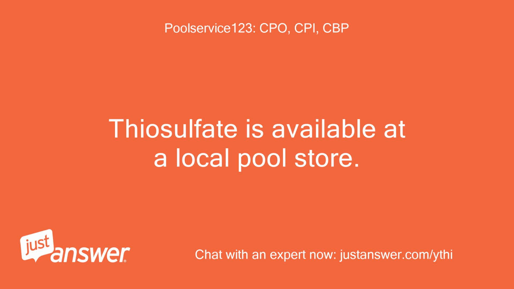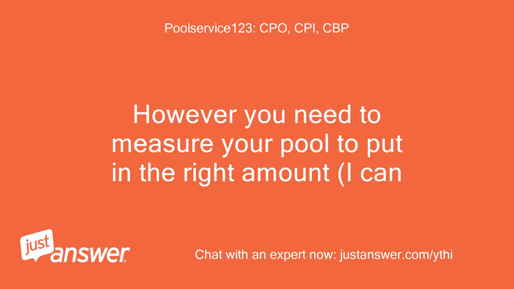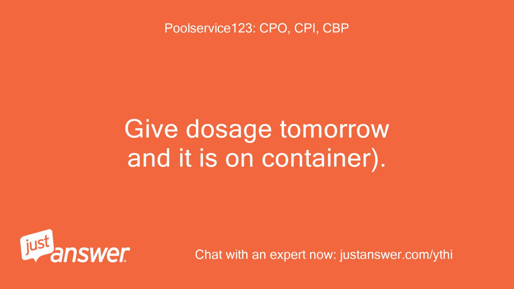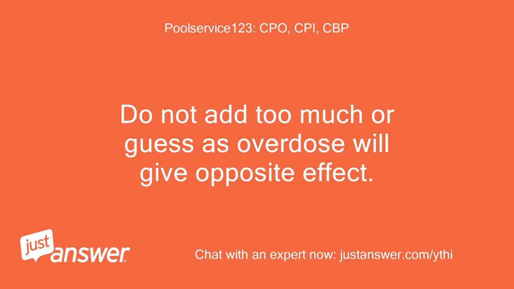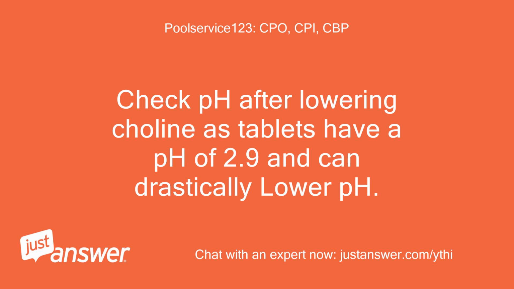Thiosulfate is available at a local pool store. However, you need to measure your pool to put in the right amount. I can give dosage tomorrow and it is on the container. Do not add too much or guess, as overdose will give the opposite effect. Check pH after lowering chlorine, as tablets have a pH of 2.9 and can drastically lower pH.